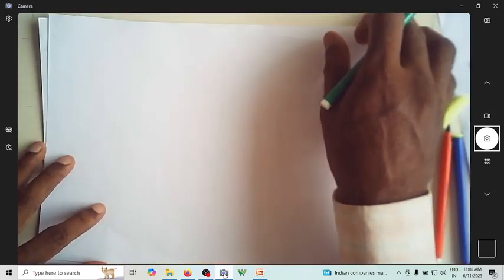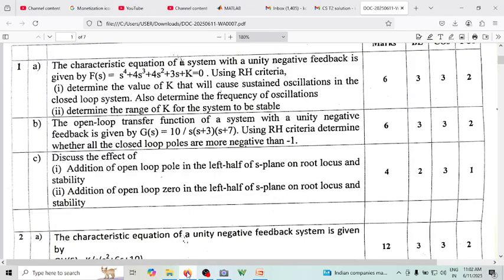Right? Next, what is 1B? 1B is this. The open loop transfer function G(s)H(s) is given by 10 by s into (s plus 3) into (s plus 7), and you are asked to find whether all the closed loop poles are more negative than minus 1. So this is what we are asked to find.